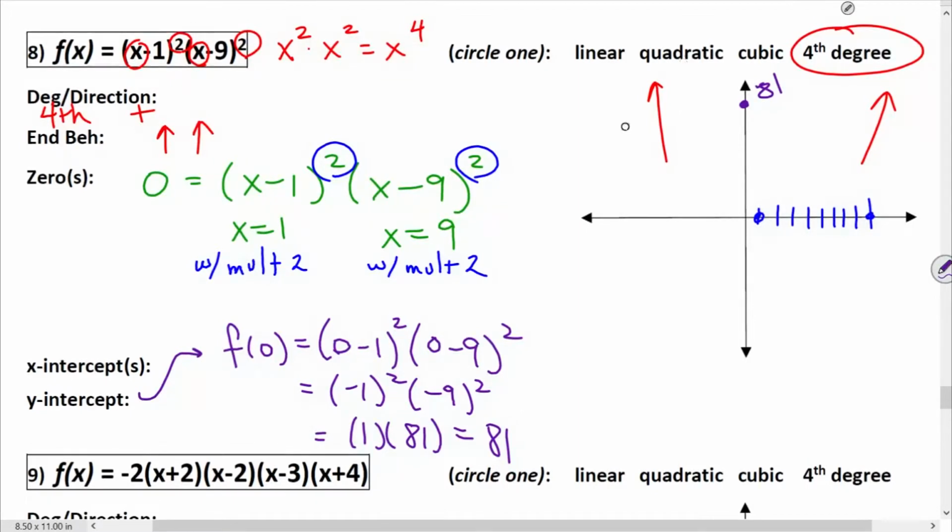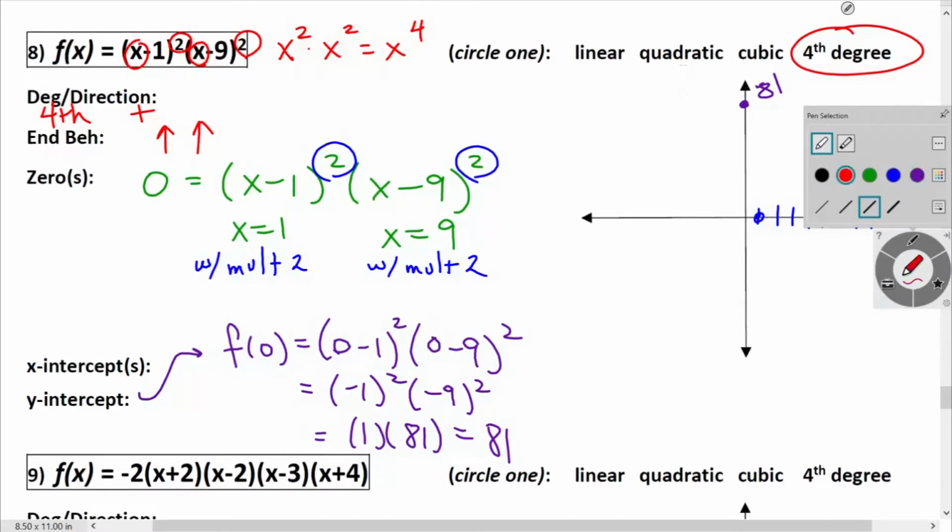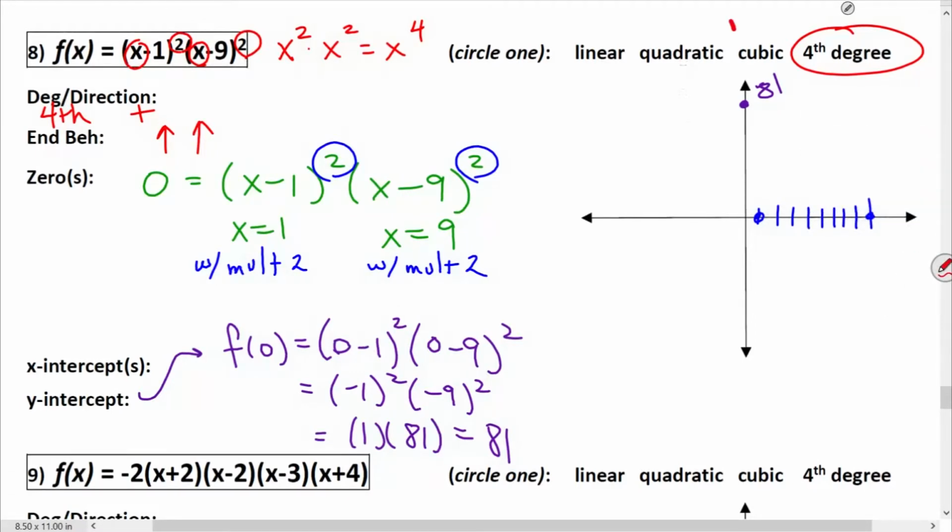Now I've got to find a path that agrees with all of these things. I'll start up, cross through here, it's going to bounce right here, go up. I'm not sure how far up. And then I'll bounce here and then end up. There's a path that agrees with my end behavior, with my x-intercepts, with my y-intercept.